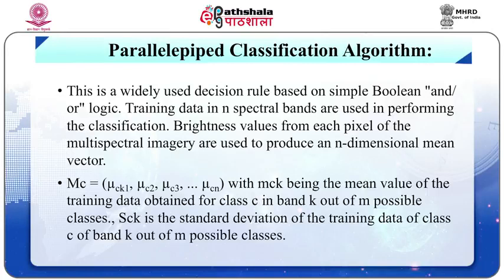Training data in n spectral bands are used in performing the classification. Brightness values from each pixel of the multispectral imagery are used to produce an n-dimensional mean vector, Mc equals mu c1, mu c2, mu c3, up to mu cn, with mu ck being the mean value of the training data obtained for class c in band k out of m possible classes. Sck is the standard deviation of the training data of class c and band k out of m possible classes.